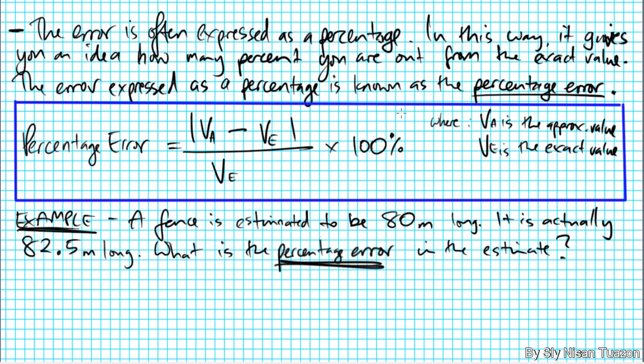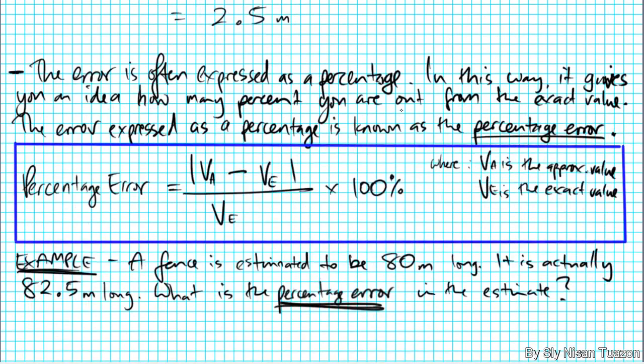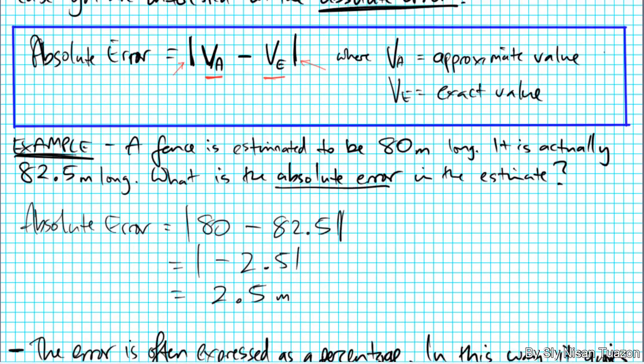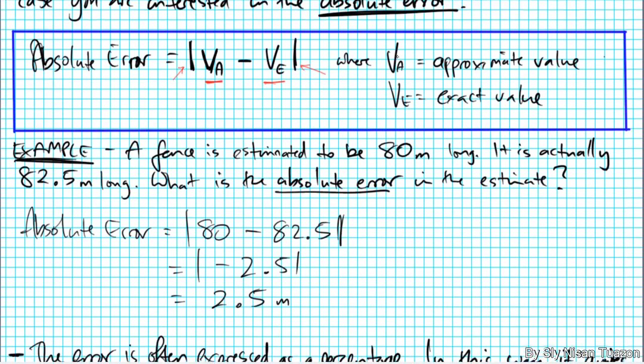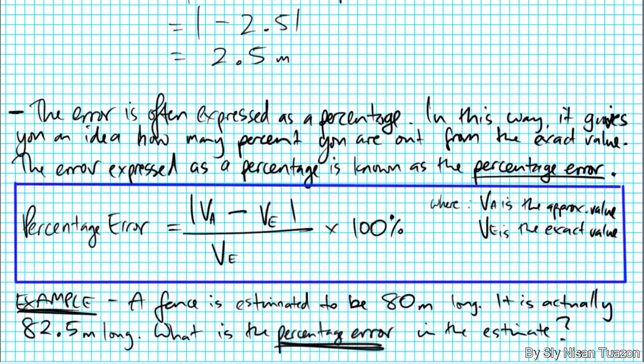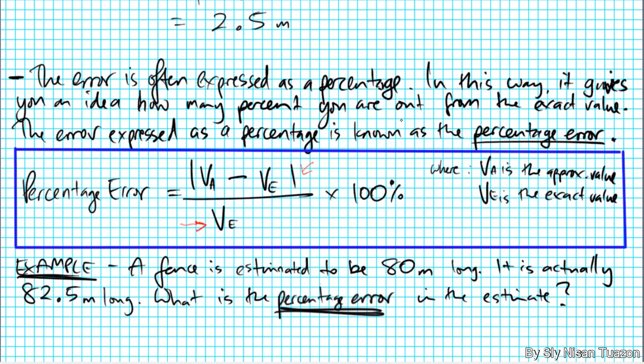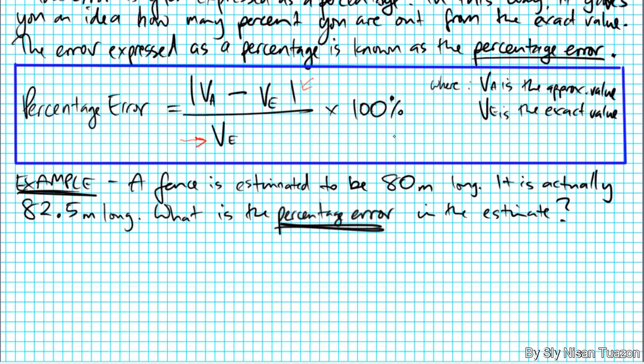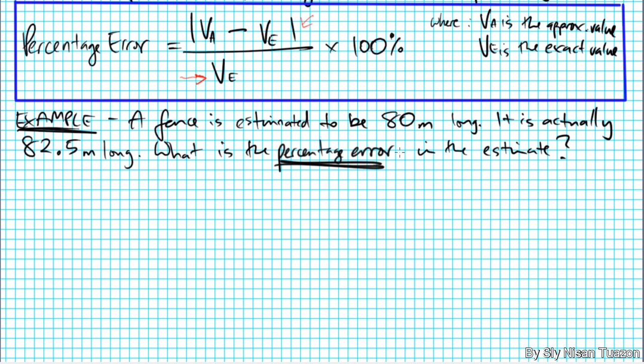So the formula here is actually quite similar to the one before. You'll see the modulus VA take VE, well, that is the top part there. All we're doing is converting it to be a percentage compared to the exact value. So you're working out how many percent your estimate is away from the actual value that it's supposed to be.